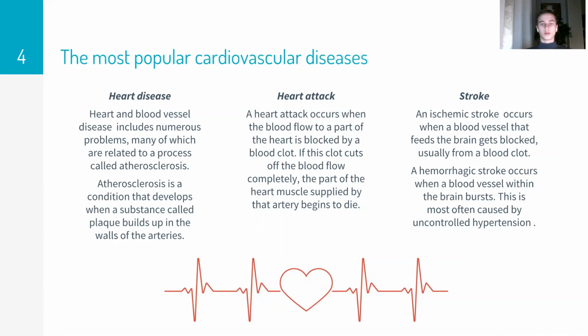The third is stroke. There are two types of stroke. The first is an ischemic stroke. It occurs when a blood vessel that feeds the brain is blocked, usually from a blood clot. And the second one is a hemorrhagic stroke. It occurs when a blood vessel within the brain bursts. This is most often caused by uncontrolled hypertension.